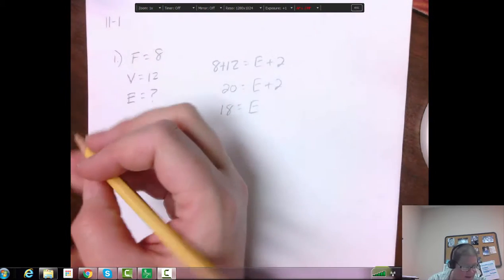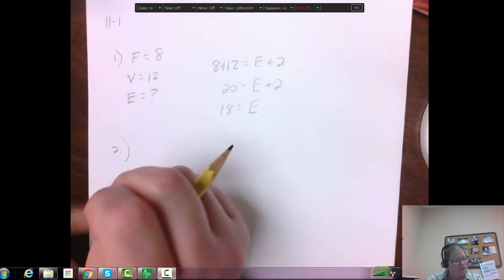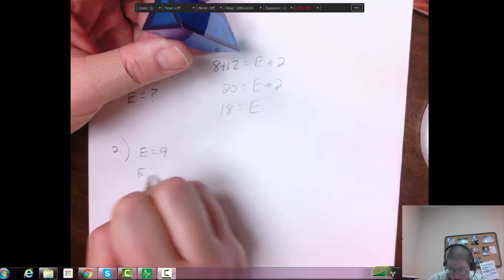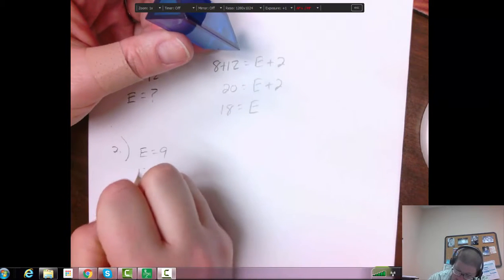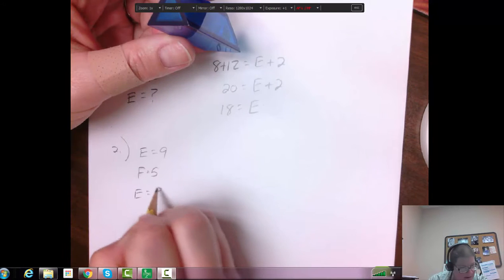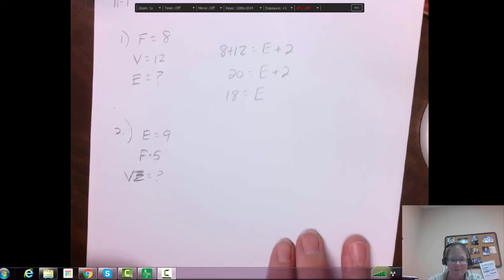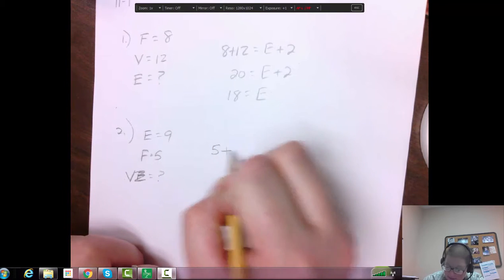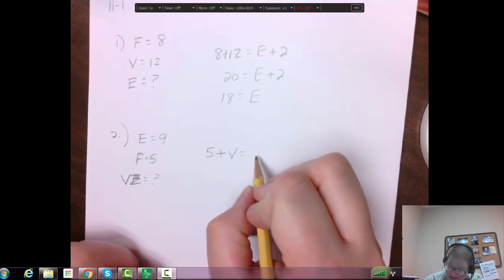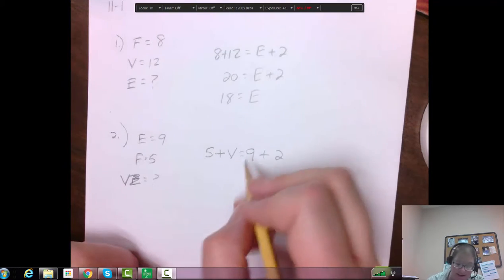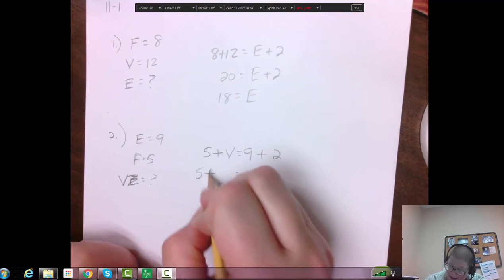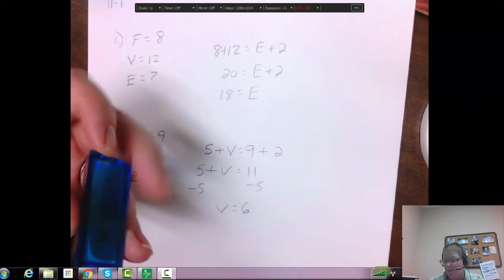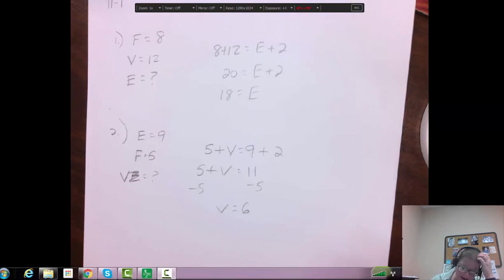What if I have a triangular prism and I'm told the edges are 9 and the faces are 5? How many vertices are there? We can use the formula: 5 plus our vertices is equal to our edges, which we know is 9, plus 2. 9 plus 2 is 11. Then subtract the 5 and you get 6 vertices. Or you could have counted them: 1, 2, 3, 4, 5, 6. Either way.